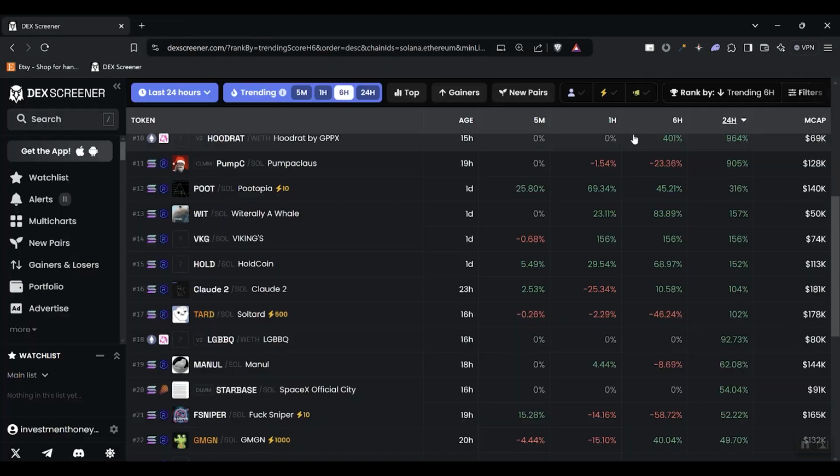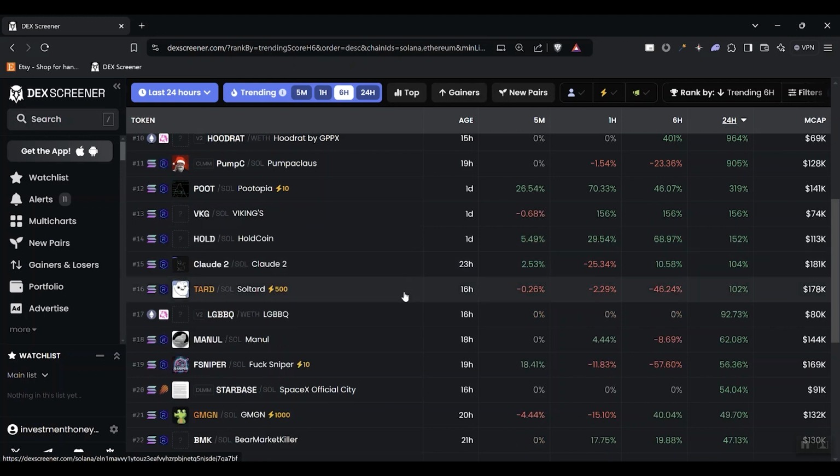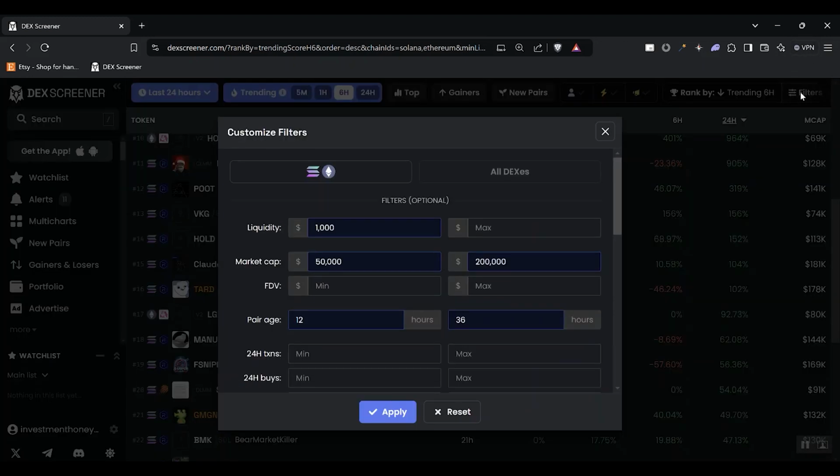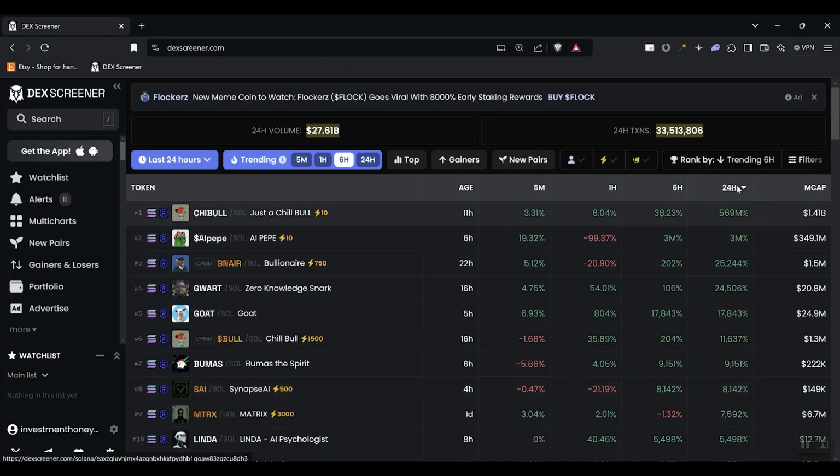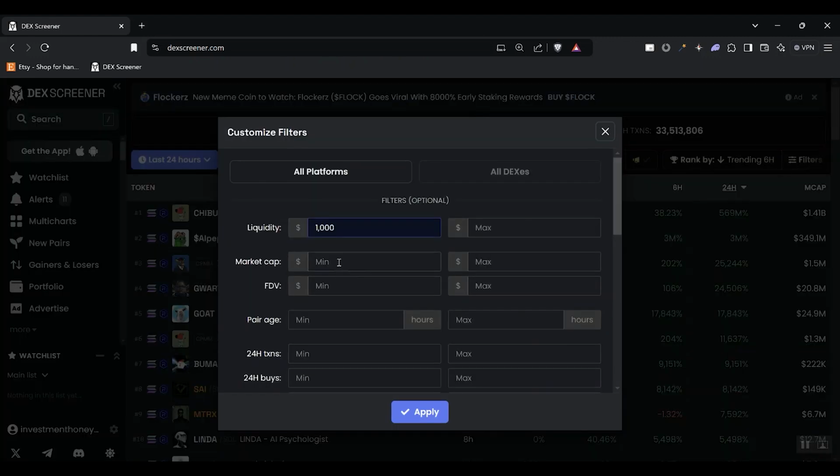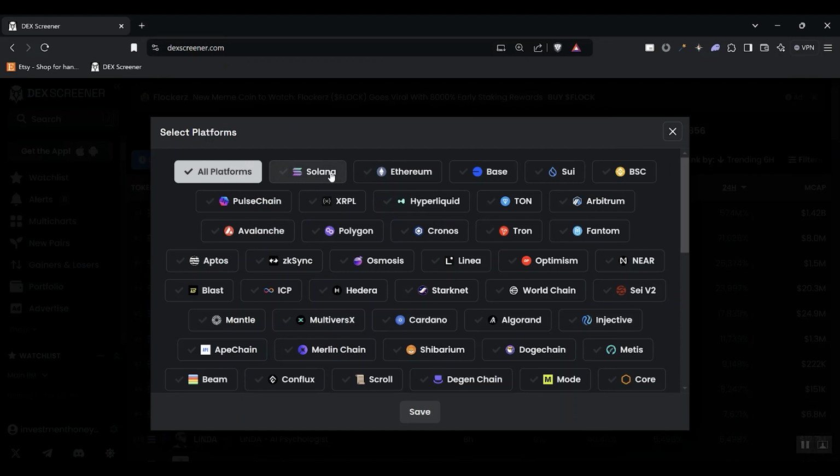Now let's move into what we typically would move into, and that is looking at the filters and deciding what we're going to take a look at today. So, because I haven't touched this since yesterday, I just left the window open. These are obviously the filters that we had set yesterday. So we're going to reset it, and then we're going to set some new ones. All right, so platforms. Let's just take a look at Solana today.